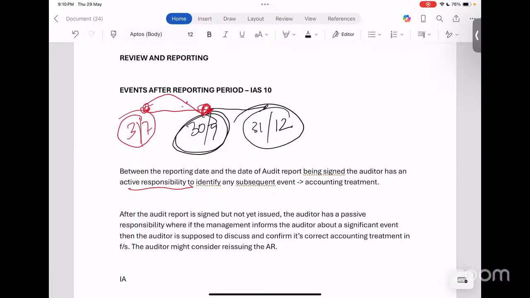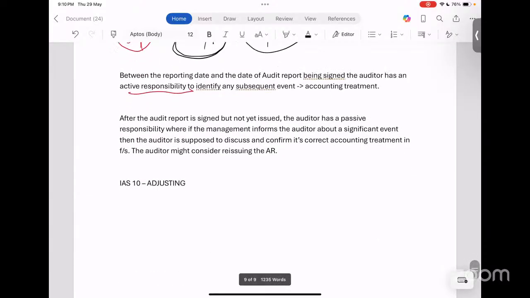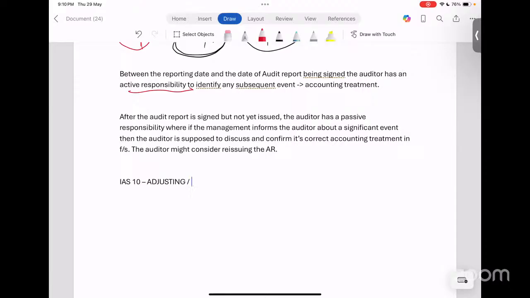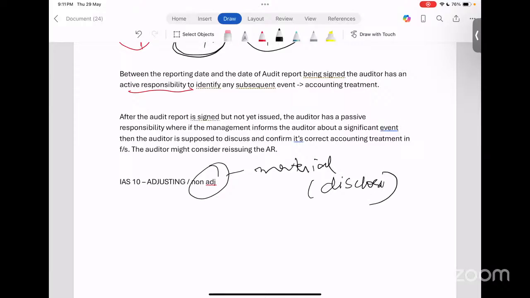So you should know what you do with events after the reporting period. There are adjusting events, so you should know the accounting treatment of them. The adjusting events are adjusted retrospectively. Then there are non-adjusting events, so you have to see whether that event is material or not. If it is material, you will disclose it. But if a non-adjusting event is impacting your going concern, then you are supposed to adjust it. That's the accounting treatment as per IAS 10.